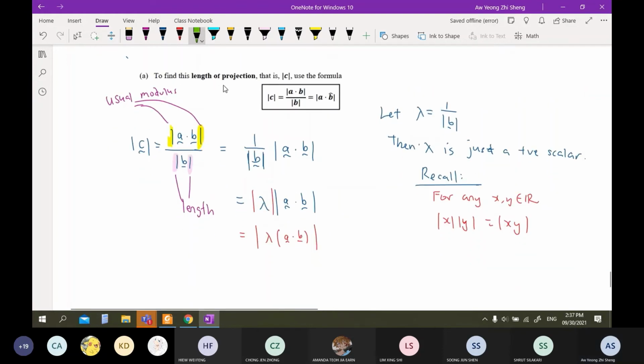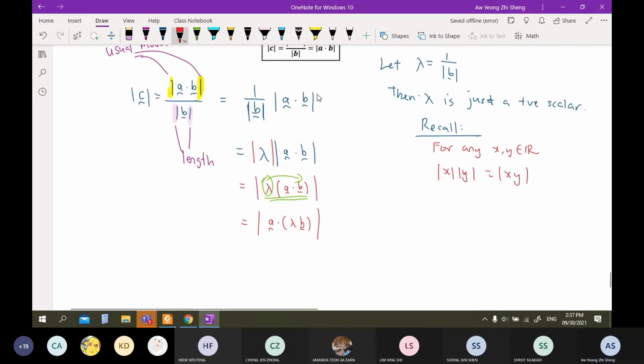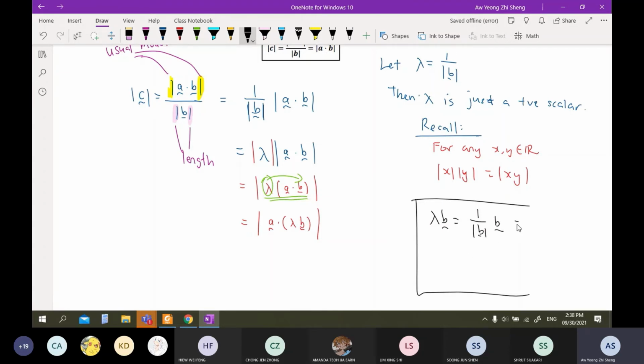Now, at the underlined section, recall the properties of dot product. We are allowed to stick the lambda to A or stick the lambda to B as we wish. Right? This time I stick my lambda to B. So it becomes modulus of A dot with lambda B. But then what is lambda B? Let's see. Lambda is what? 1 over modulus B times B, which is equivalent to B divided by its own length. And what is this? It's B hat.